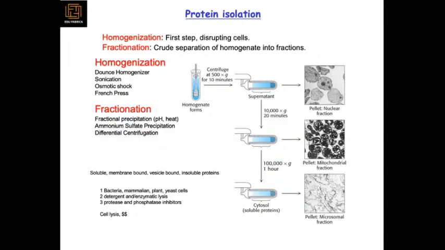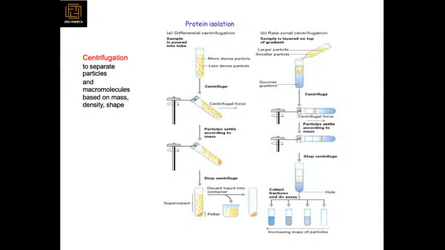Then you increase again 10x the speed of the same sample to 100,000 G, and for 1 hour, then what you see in the pellet is your microsomal fraction. So all the microsomal organelles will be present, and the rest on the top will be your cytosol left. So that's how with the different G's you get different things in pellets, and that's how you can collect things differently.